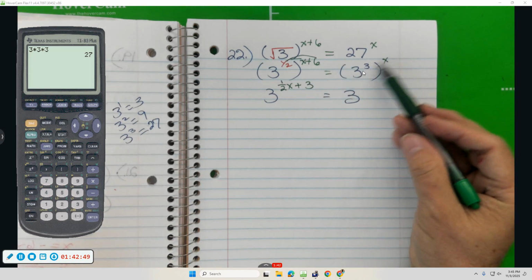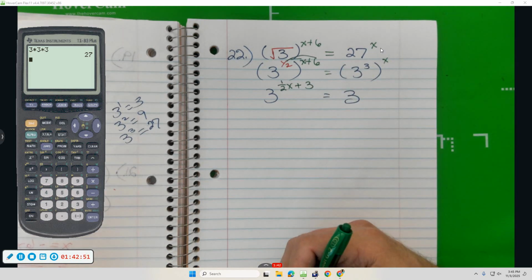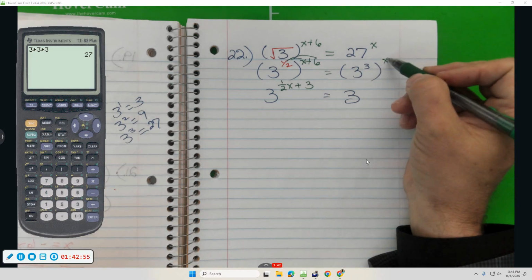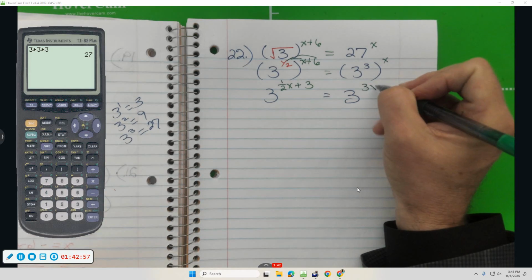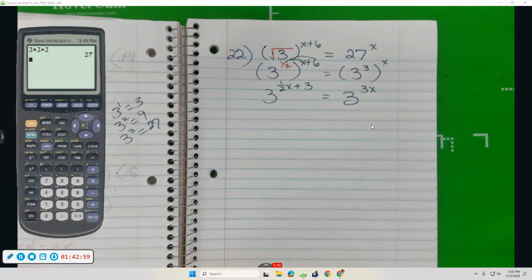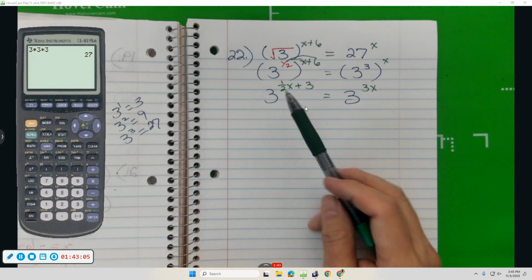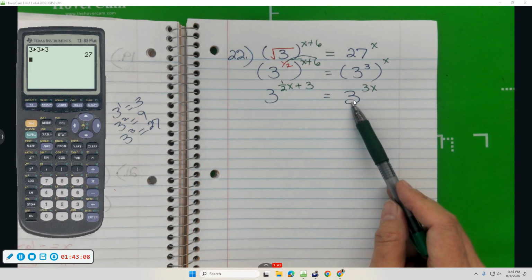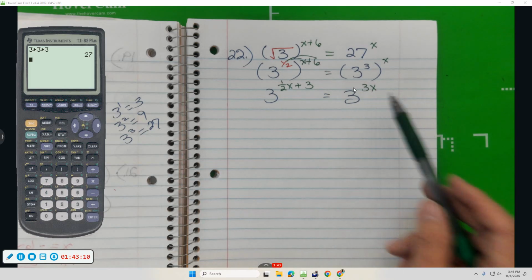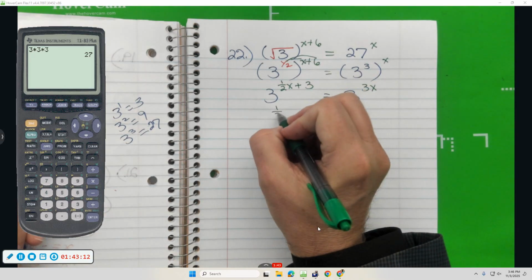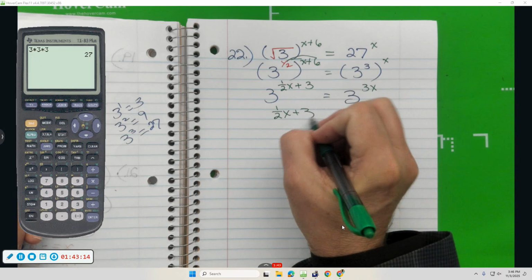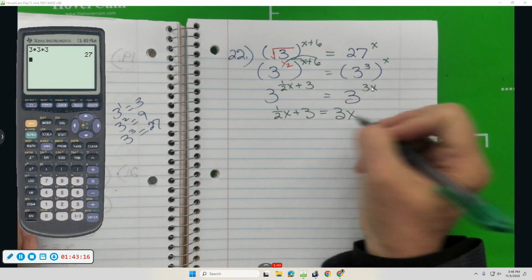Over here we have a power raised to a power. 3 times x is 3x. Any questions on our logic up to this point? Now, you drop the bases, set the exponents equal. You have 1/2 x plus 3 is equal to 3x.